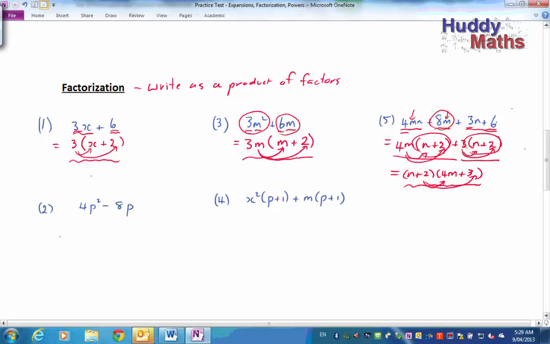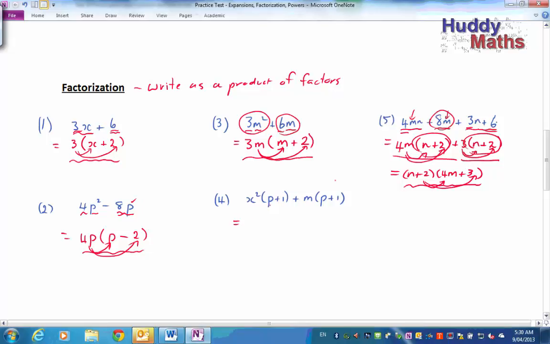Okay, let's go over here, because I've actually done them out of order. So what have we got in common here? It's a 4 and also a p. So put that in front now. What do you multiply 4p by to get 4p squared? You need another p. Take, what do you multiply 4p by to get 8p? You need a 2. So 4p outside of p, take 2.